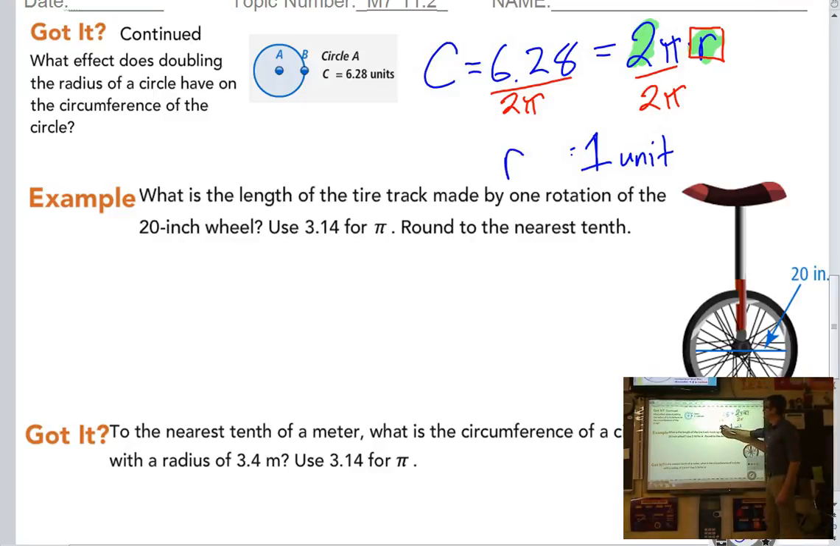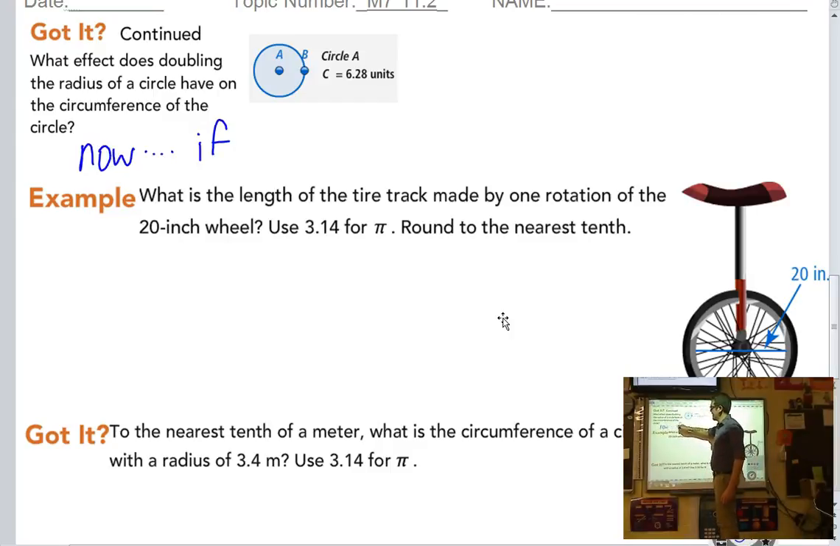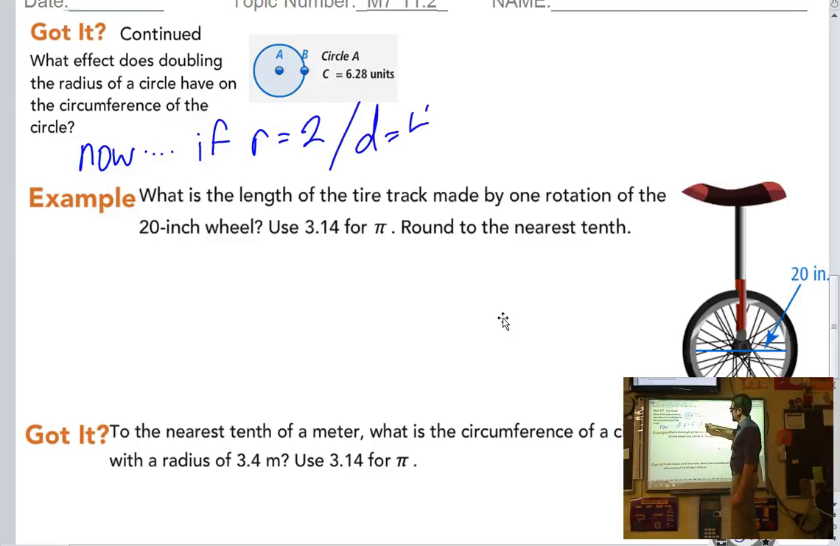So then, solve out the work. What happens when we double the radius? Well, my radius is going to become 2. So then be careful, my diameter becomes 4. So now, if r equals 2, that would mean my diameter equals 4. Whichever you want to use, you can either use radius as 2 or diameter as 4. It doesn't make a difference.